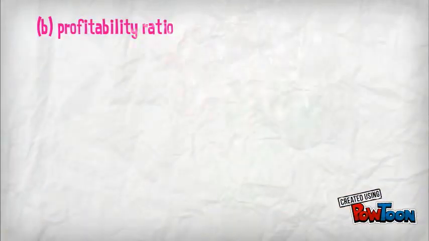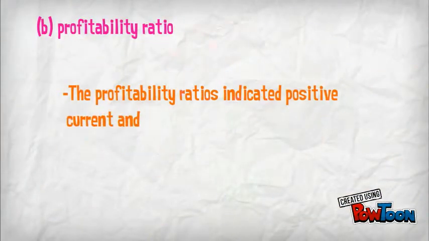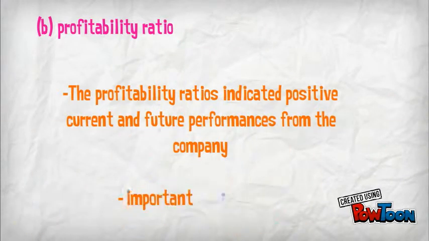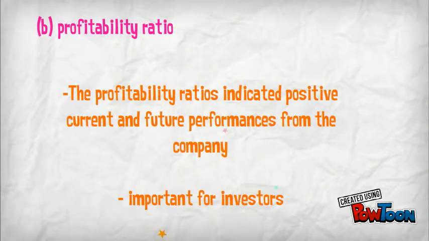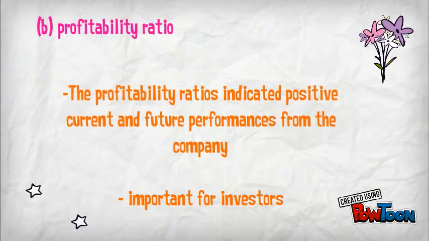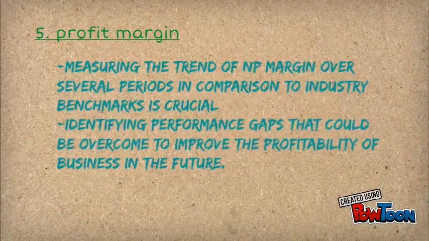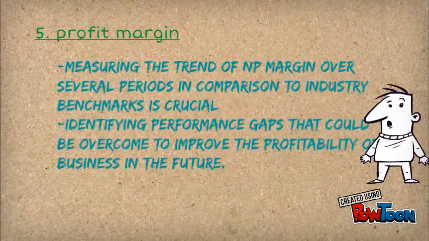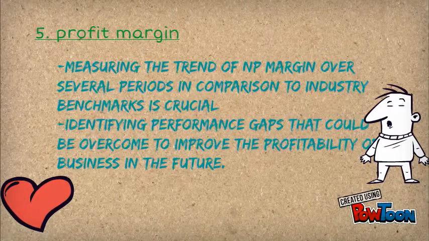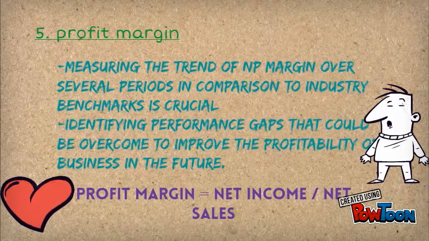The second part of ratio analysis is profitability ratio, which indicates positive current and future performance from the company. This ratio is really important for investors to decide whether to invest or not in that company. The first part of profitability ratio is the profit margin, equal to net income divided by net sales, to measure the trend of net profit margin over the period in comparison to industry benchmarks.